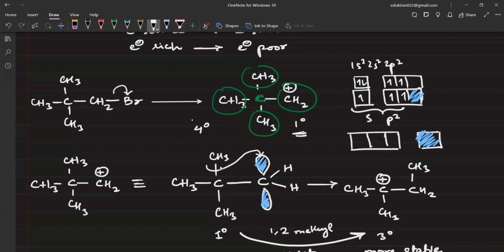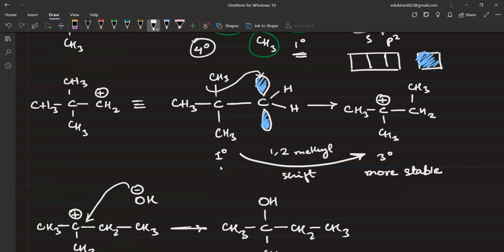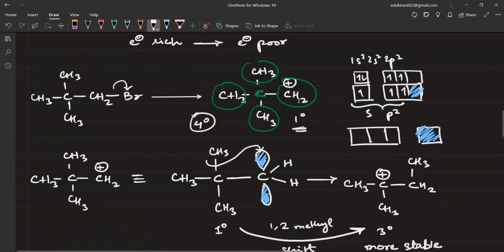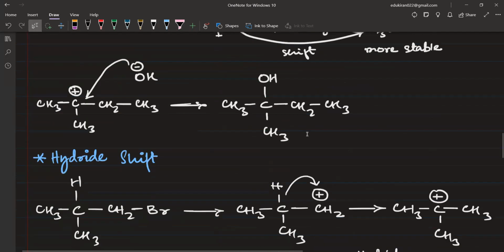The adjacent carbon atom, that is 4 degree. So what is happening? You are having a methyl shift. In general, we can say that there will be an alkyl shift, usually a methyl shift when the carbon adjacent to the carbocation is 4 degree. Please see here, okay? Here, this is the carbon which is adjacent to the carbocation. What is the carbon adjacent to the carbocation? It is 4 degree. Then we are having a methyl shift.